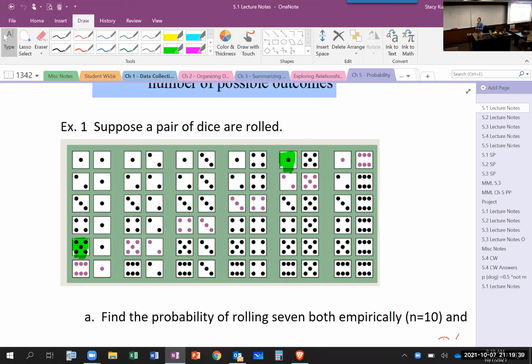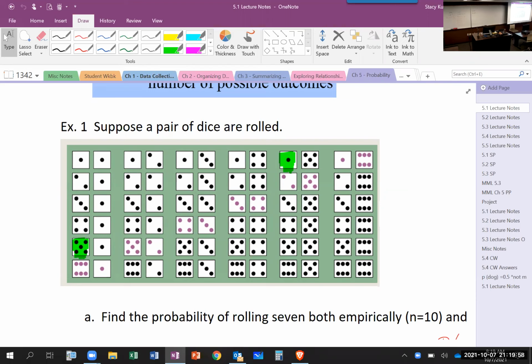What's the probability of a 2? 1 out of 36. Give it to me as a fraction, all right? So I've got 1 out of 36. Everybody see that? Probability of a 2. There's only one way to get a 2, right? A 1 and a 1.